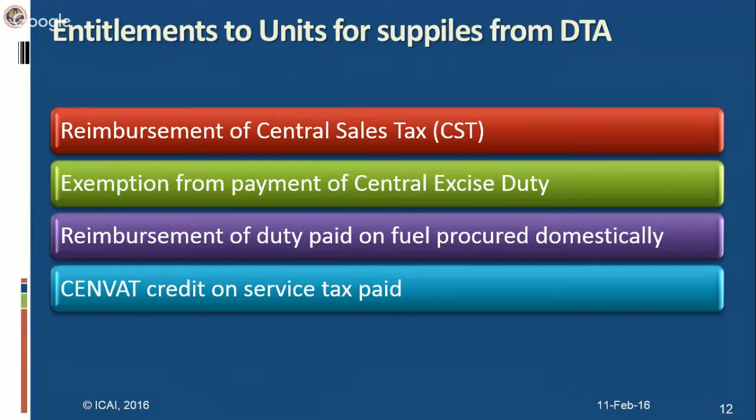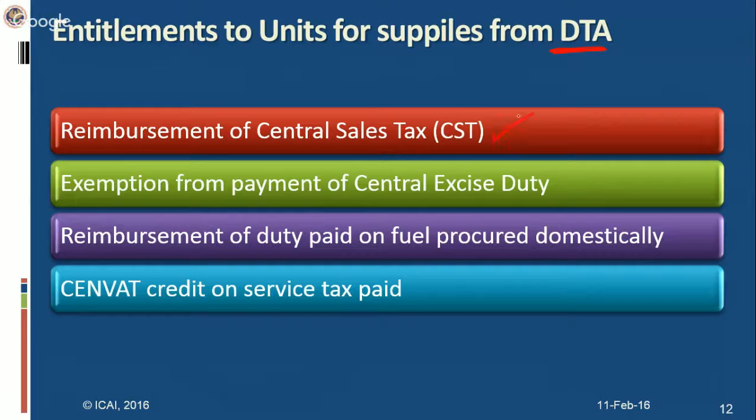Now, what are the benefits which EOU, EHTP or BTP units will get from supplies from DTA? When the DTA unit supplies goods to EOU, what benefits will these EOU, EHTP, STP, BTP units get? First is reimbursement of central sales tax. Whenever an EOU or EHTP unit procures certain goods domestically, the central sales tax paid on goods manufactured will be reimbursed.